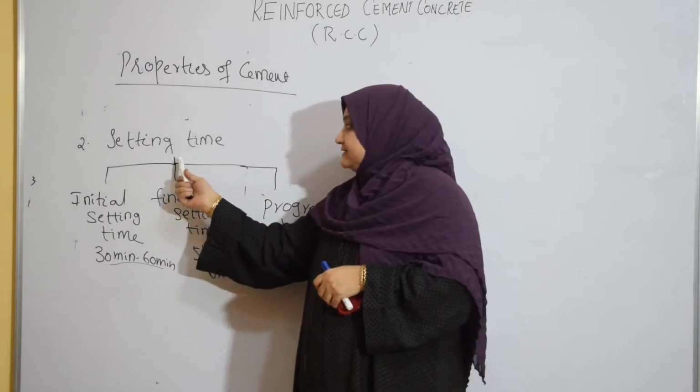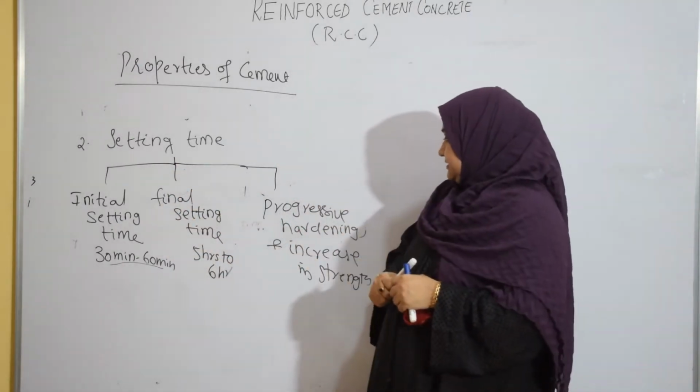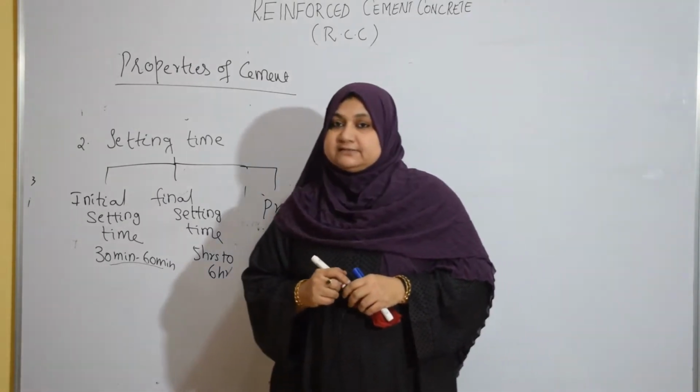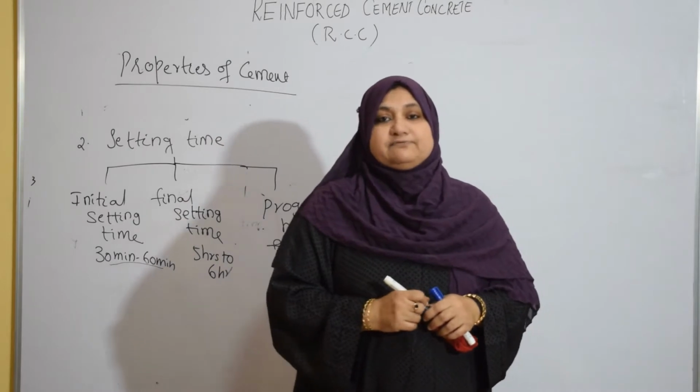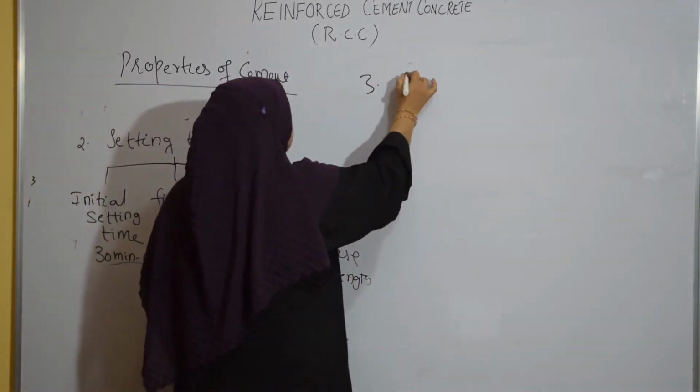Now the second property is completed. Setting time, we have seen initial, final, and the third setting, progressive hardening and increase in strength settings. These three settings we have seen. Now the third property which we should understand of cement is soundness.